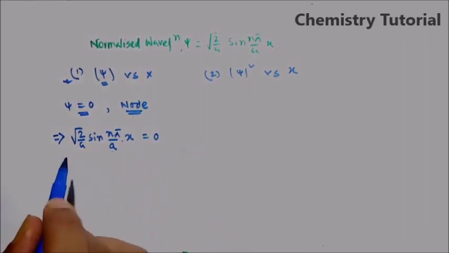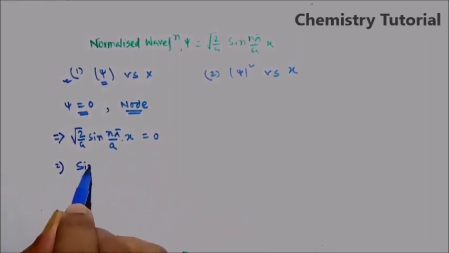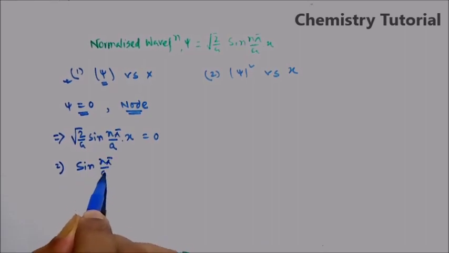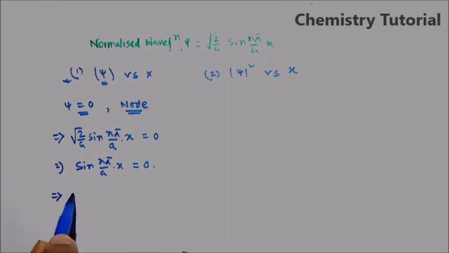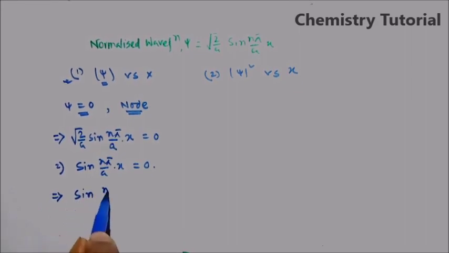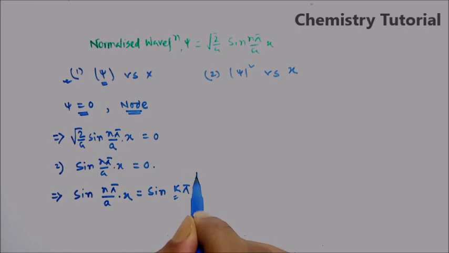So this can be written as sine of n pi by a into x equal to 0. So n pi by a into x equals k into pi. The value of k will be 0, 1, 2, 3, up to infinity.